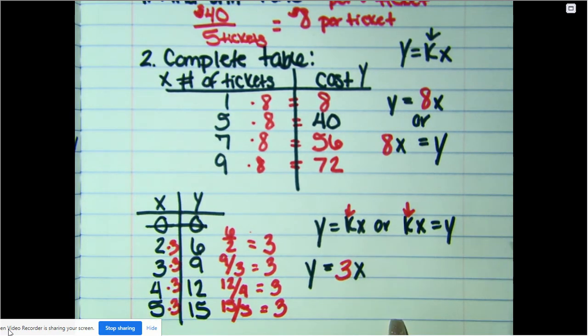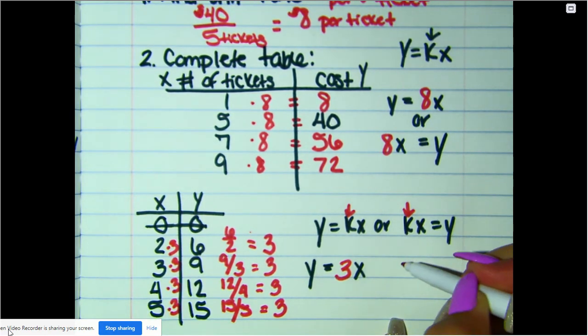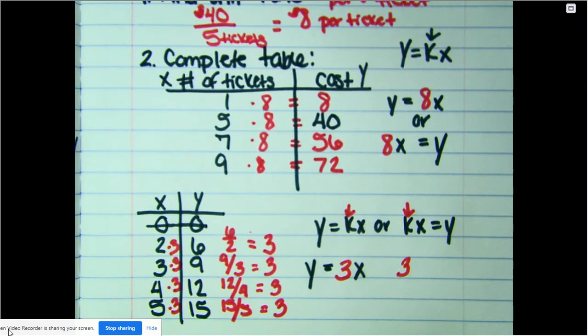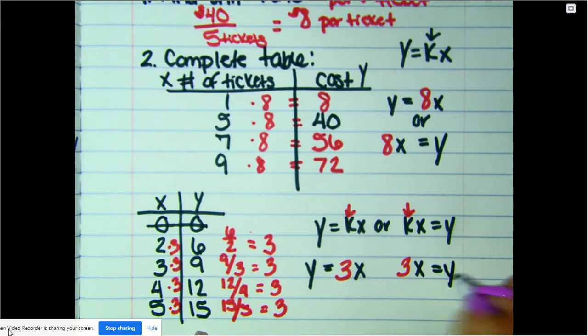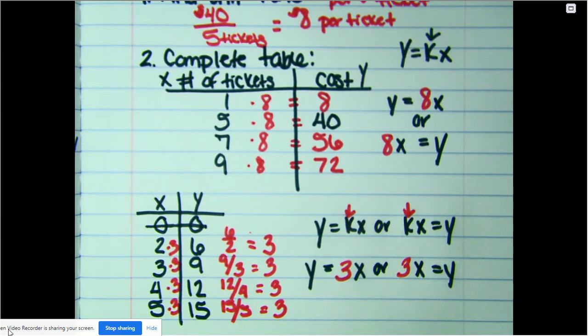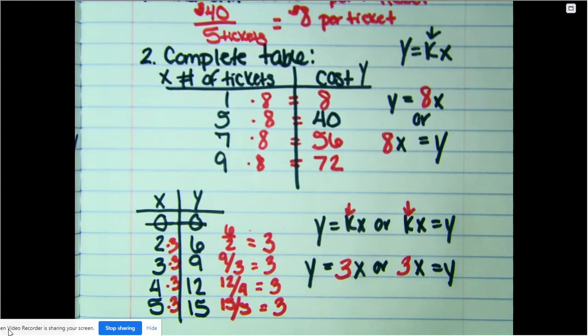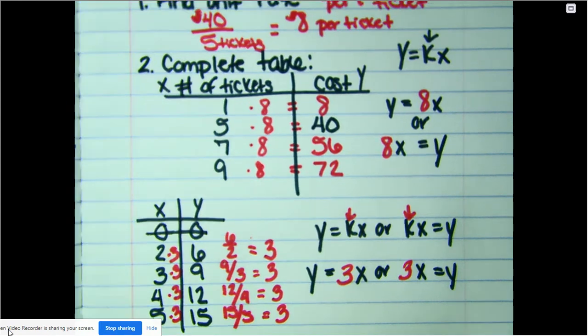Or if you like this particular way better, we multiply by 3 each and every single time by the x values, and it equaled the y values. So either way that you want to write your equation, you can. Okay. And one more example. I'm going to flip it over.